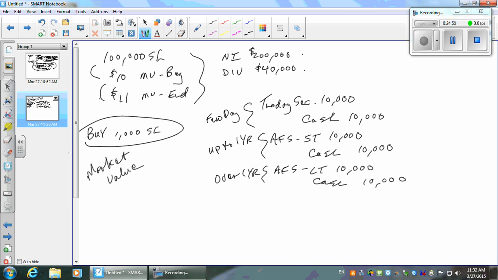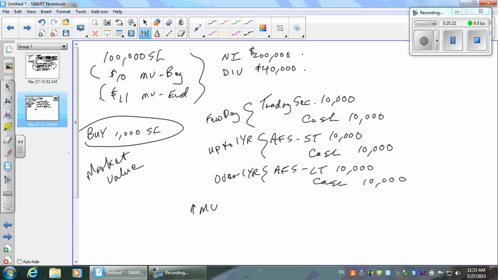So what does that mean? What's the stock worth at the end of the year that I own? 11,000. Bought it for 10, it's worth 11. What do you want to show on your balance sheet? 11. How do you make that happen? Make a journal entry. What do you want to debit trading securities for? How much? This is for the increase in market value.